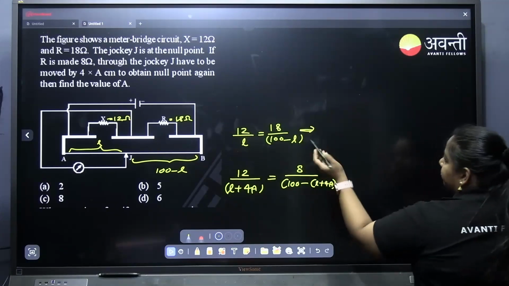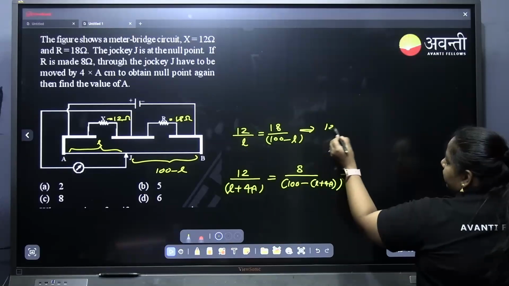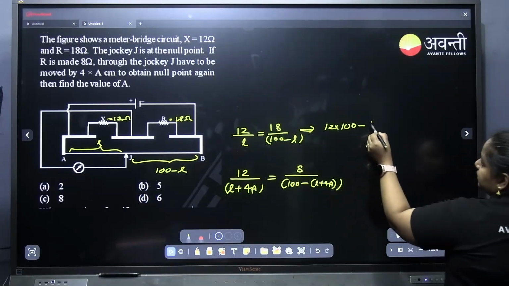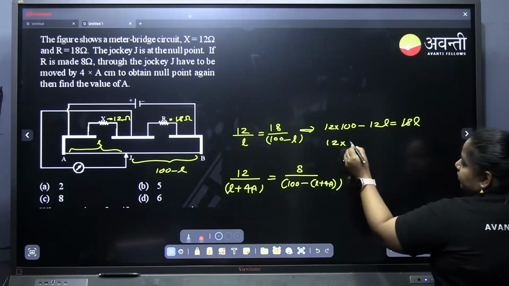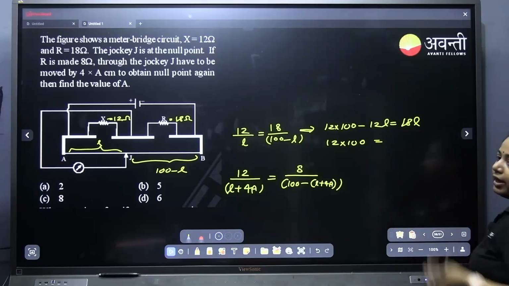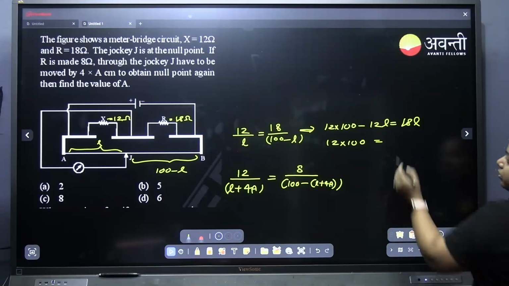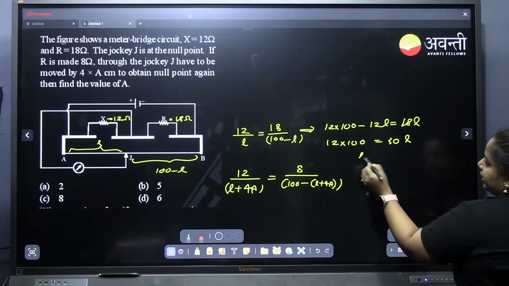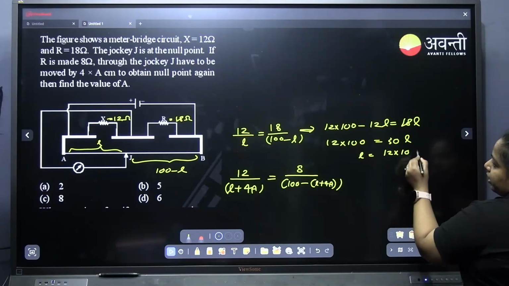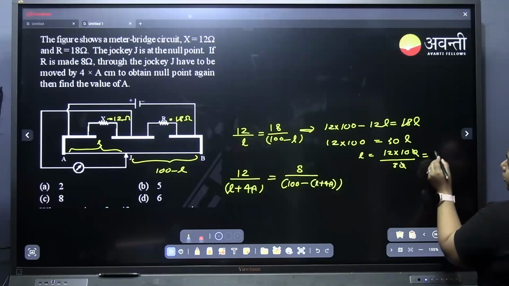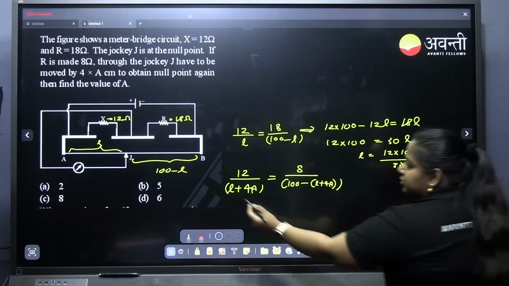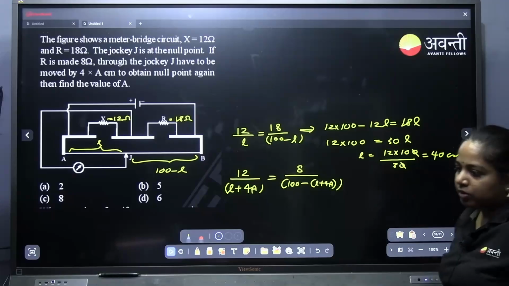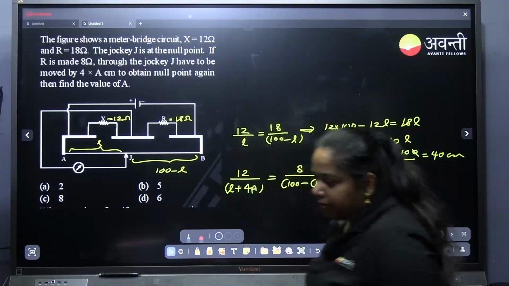From this you will get 12 into 100 minus 12L equal to 18L. So 12 into 100 equal to 18 plus 12, that is equal to 30L. L equal to 12 into 100 by 30, equal to 40 centimeter. Then we can substitute L equal to 40 here and solve. Option B. Everybody got that?